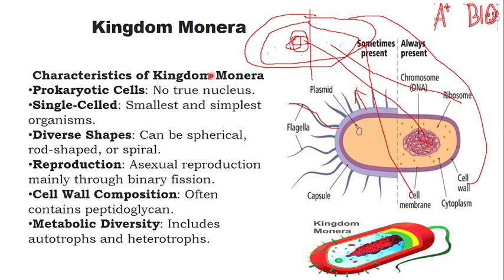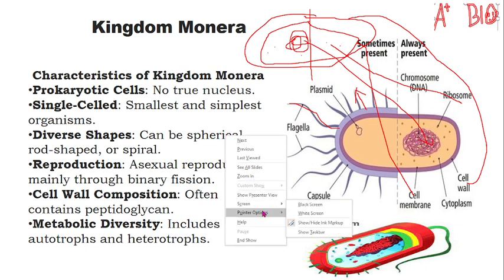So the characteristics of this kingdom Monera: number one, they are prokaryotic cells. I hope you have understood. They have no true nucleus. They are single-celled, meaning they are unicellular, the smallest and simplest organisms. They have diverse shapes, meaning they can be either spherical or rod-shaped. When they are spherical they are called coccus. When they are rod-shaped they are called bacillus or spirilla.